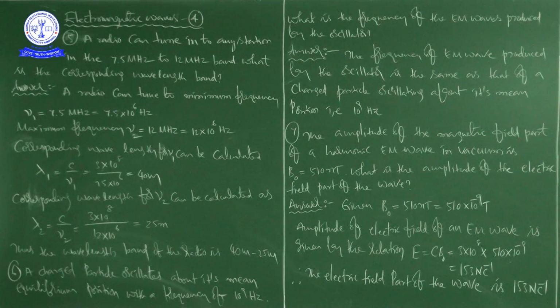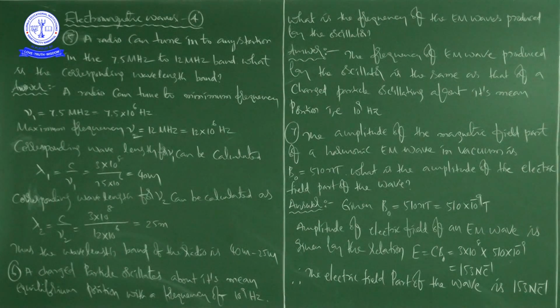A charged particle oscillates about its mean equilibrium position with a frequency of 10 to the power of 9 Hz. What is the frequency of the electromagnetic waves produced by the oscillator? Okay, right.